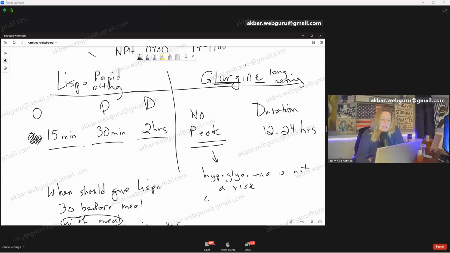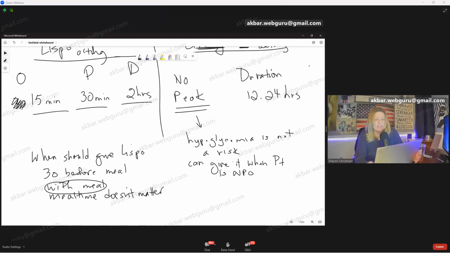Therefore, you can give it when the patient is NPO. You can give it at bedtime. You can give it at bedtime with no snack, and you can give it when the patient is NPO. That's the implication of that. And it's given once or twice a day, never more often than that.